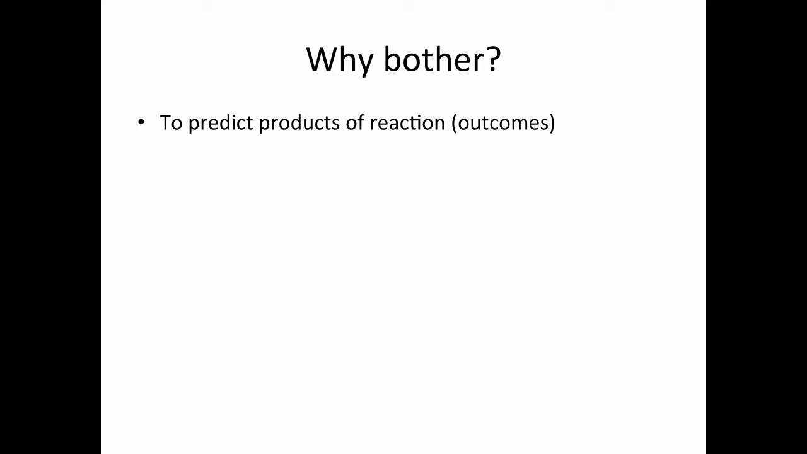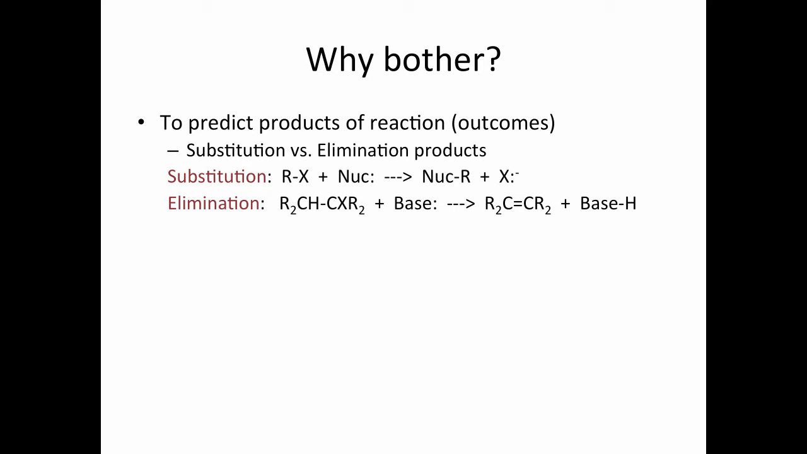First, we need to be able to predict products of reactions, given what comes before. If we have an alkyl halide, or an alkyl with another leaving group on it, and we have it react with a nucleophile, it can give a substitution product, or if there's a beta hydrogen, it can give an elimination product to create an alkene.